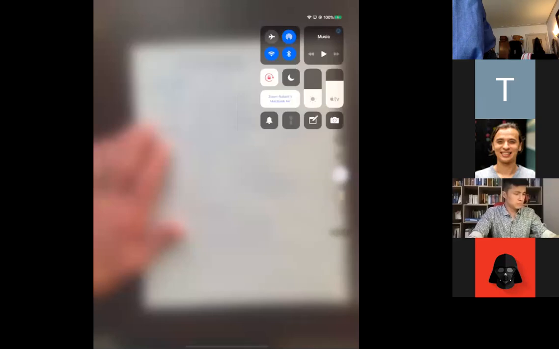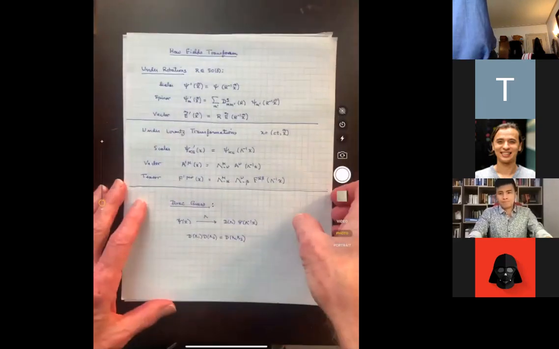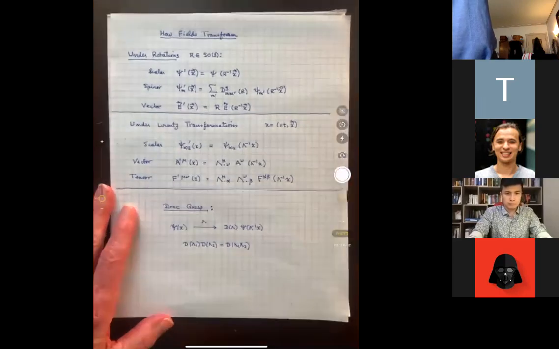Share screen. And we will share screen and do it the usual way. All right. And maybe we'll enlarge it to make it look bigger.